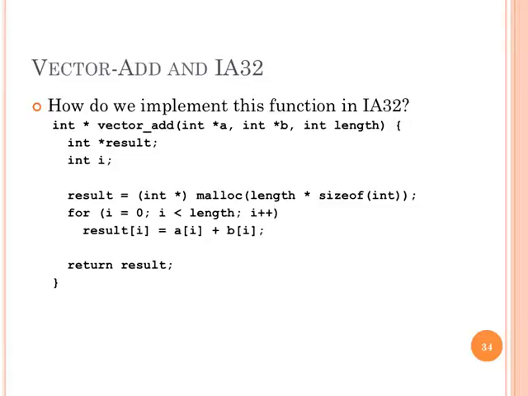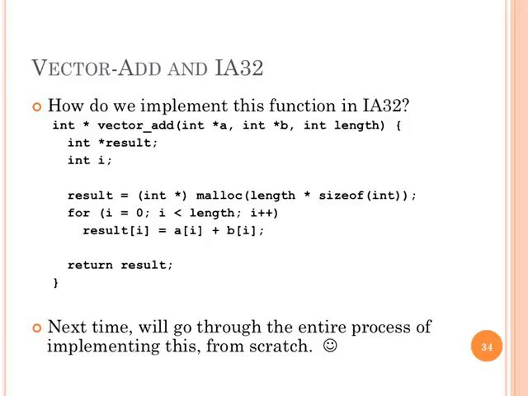Like I say here, how do we implement this function in IA32? What we're going to do next time is implement this from scratch, including the call to malloc. And notice we have no error checking, but who cares at this point? And we'll go ahead and pick that up on Wednesday.